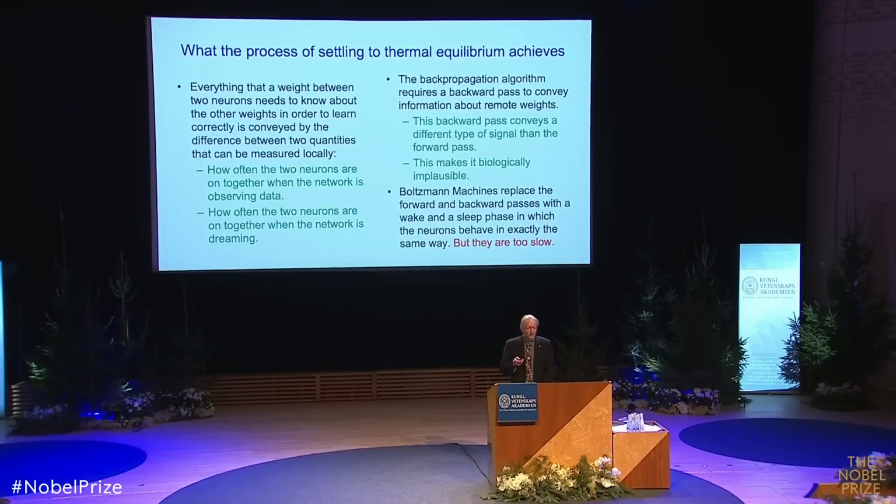Okay, there's only one problem. And the problem is that settling to thermal equilibrium is a very slow process for very big networks with large weights. If the weights are very small, you can do it quickly. But when the weights are big, after it's learned some stuff, it's very slow.